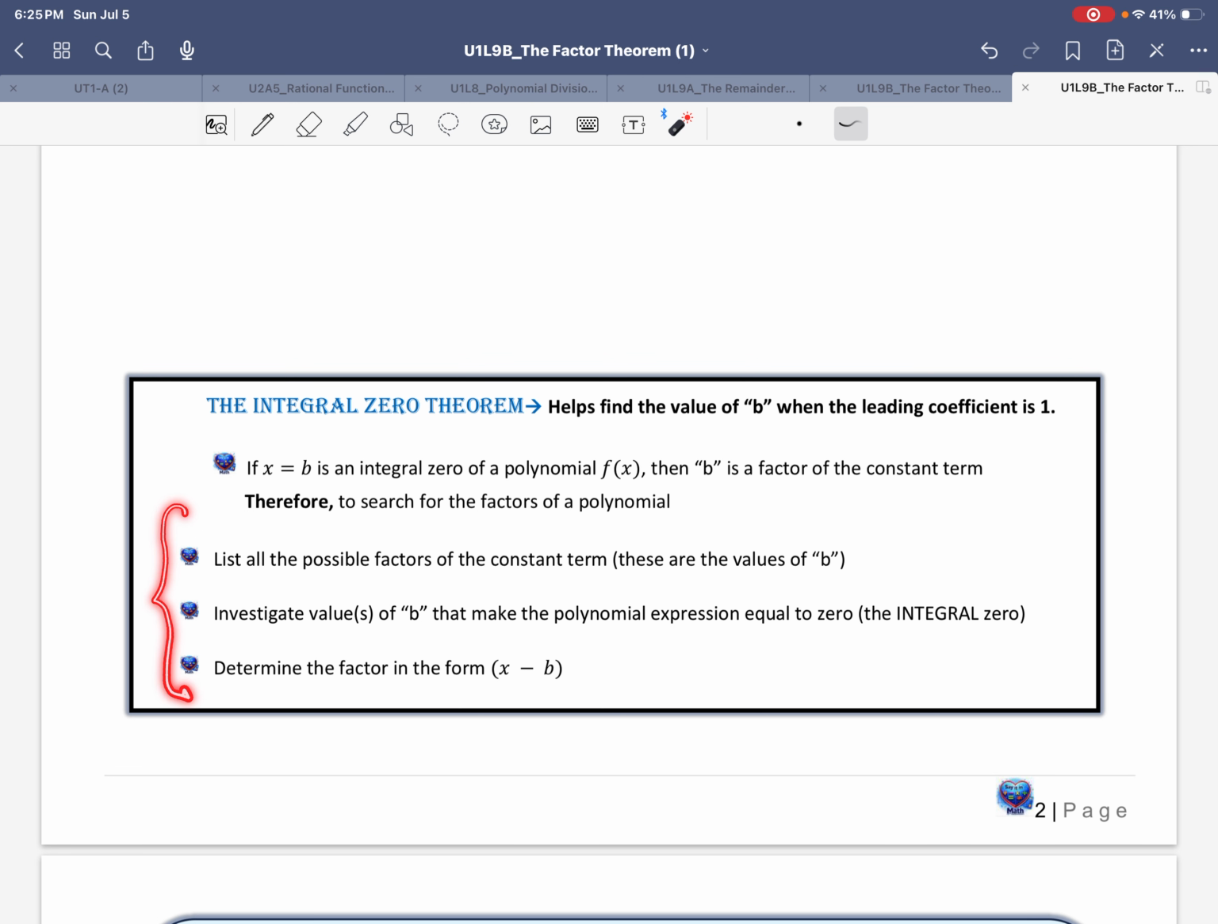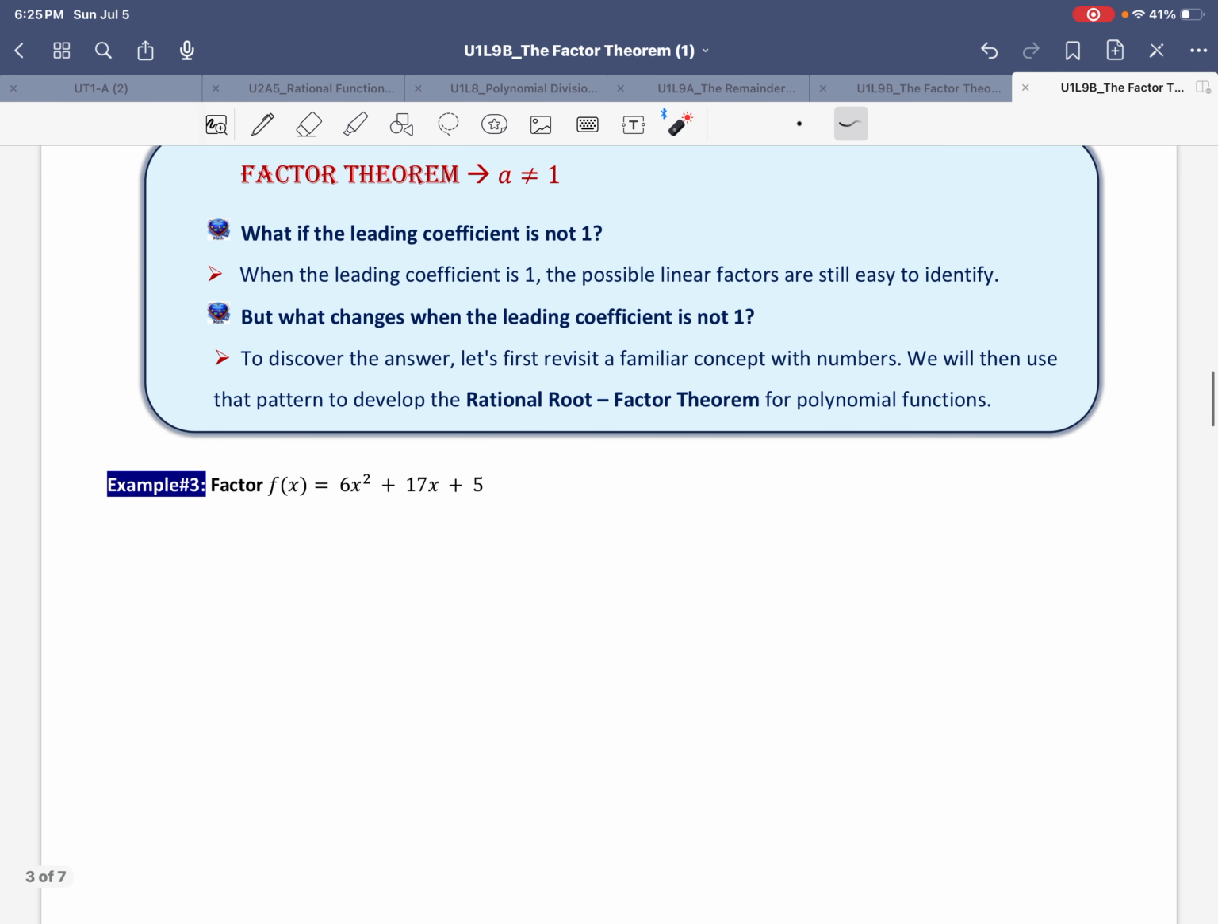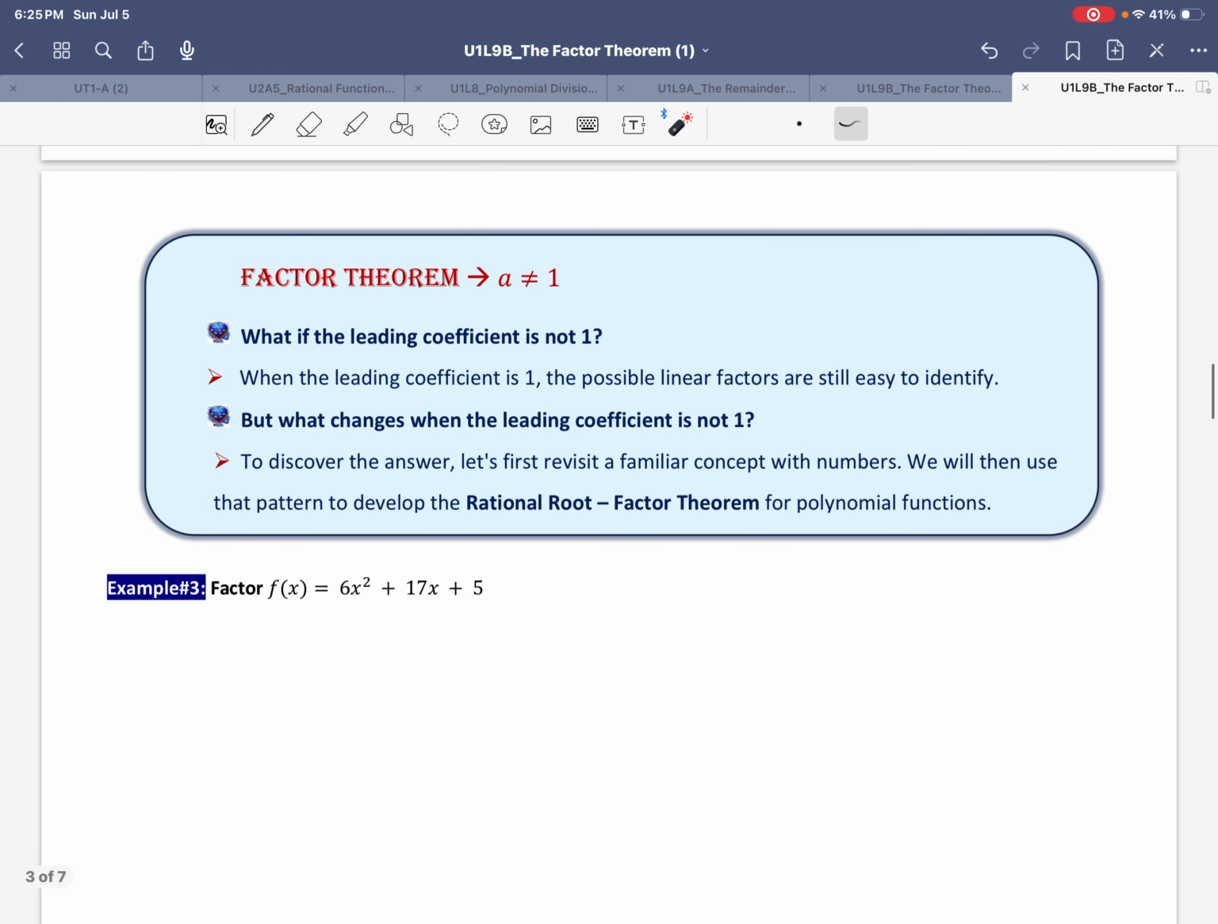So I wrote a summary of steps in here for you to use when you're practicing homework. But I would encourage you to write your own steps in your own words in the way that they make most sense to you. Now, in the next example, we're looking at a polynomial function where we have a coefficient different than 1. So how would that work? What happens if the leading coefficient is not 1?